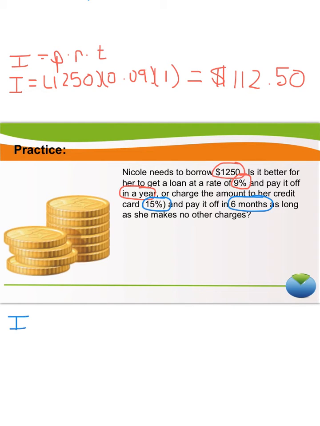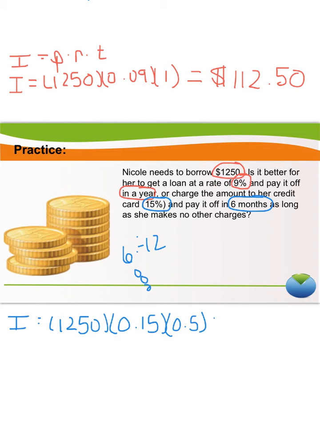All right, let's do the credit card at the bottom. The interest she'll have to pay if she puts it on her credit card: she still has $1,250 that she's borrowing. The credit card is going to charge 15%, so that's how that looks as a decimal. And you can't put a 6 here. It's not 6 years, it's 6 months. So here's my little thinking bubble. Take 6 divided by 12, remember? So we have half a year. And so if she puts it on her credit card, she will pay an extra $93.75.